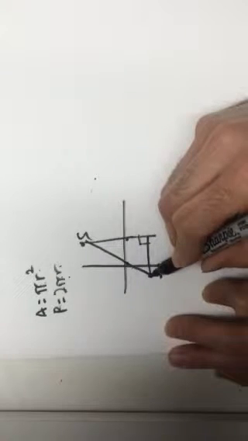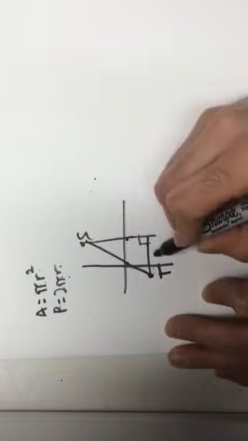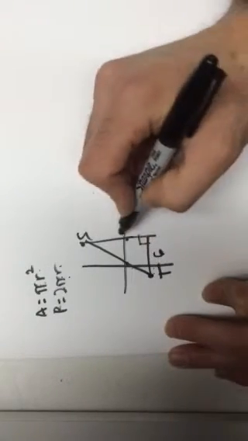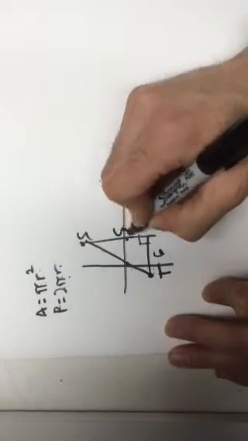This was 2 to the left. This was 4 to the right. 2 plus 4, that's going to give me a 6. This was 5 up. This was 3 down. 5 plus 3 is going to give me a total of 8.